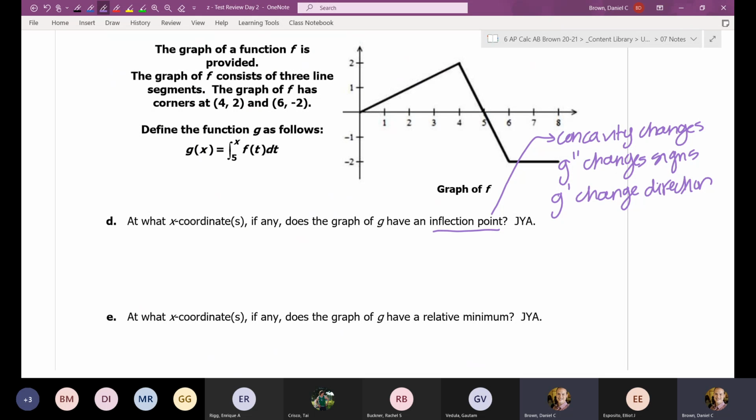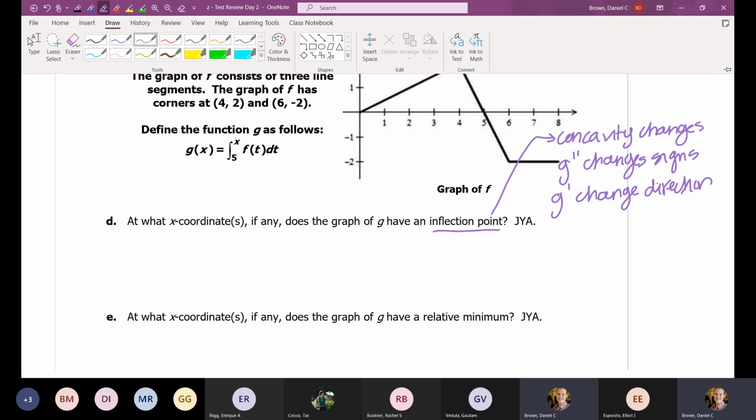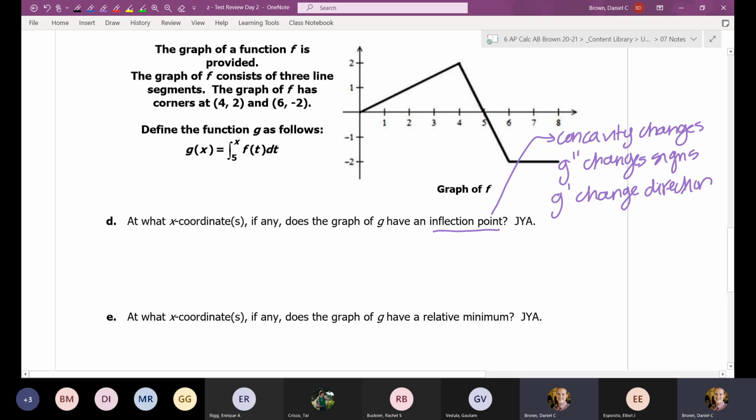So if I'm forming my answer for this one, we're going to have to use that third option because we only have the graph of f in front of us. So again, I'm going to do my reason first because G prime, which is equal to f, changes direction. And then at what x value, if any, do we see a point of inflection for G? 4. At 4. So again, that is the maximum of f, but we're talking about G, and that would be a point of inflection of G.